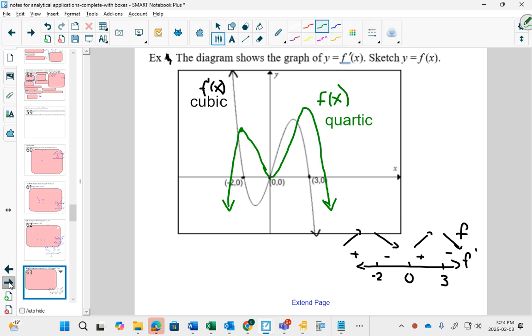So at negative 2, we need to have a maximum. At 0, we need to have a minimum. At 3, we need to have another maximum. And there's a little bit of give in this question.